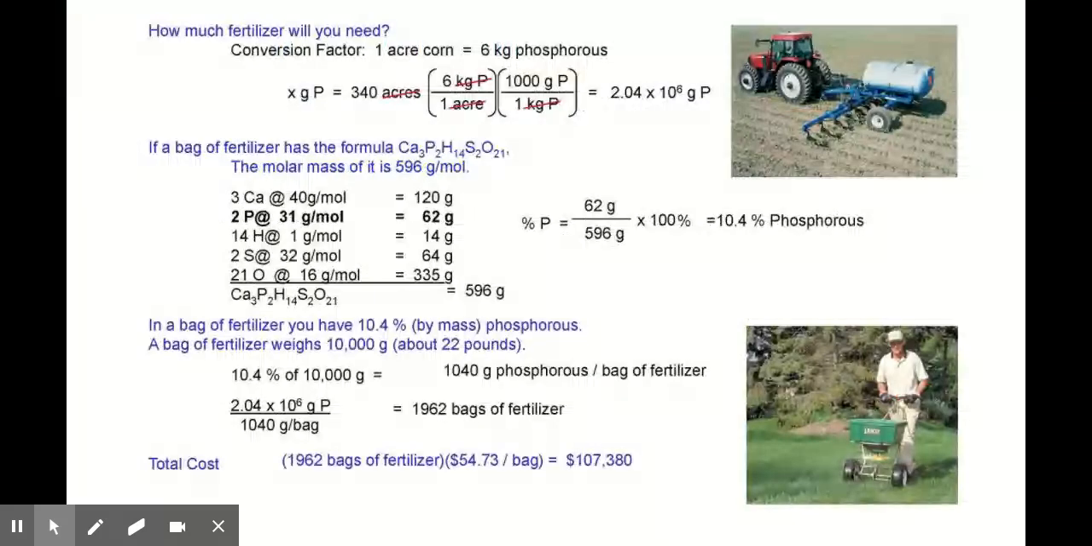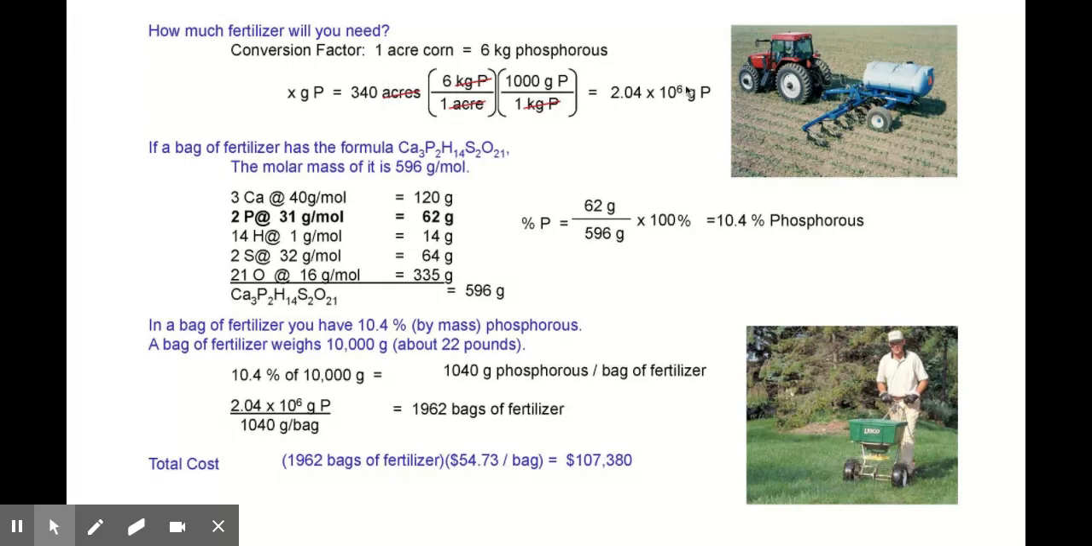So in this next slide, we're going to work through this problem. How much fertilizer will you need? That's where we have to start, right? For our conversion factor, we know that 1 acre of corn is going to remove 6 kilograms of phosphorus. That's right here at the top. So if you have 1 acre of corn, you're going to need 6 kilograms of phosphorus for every acre.